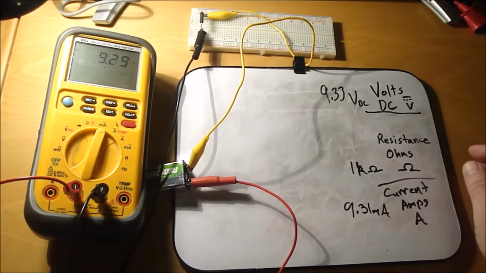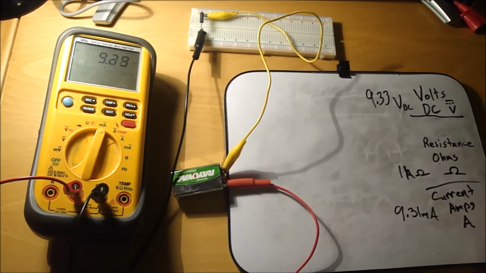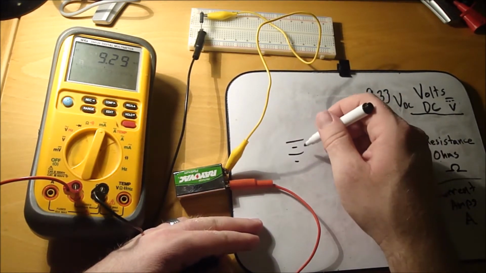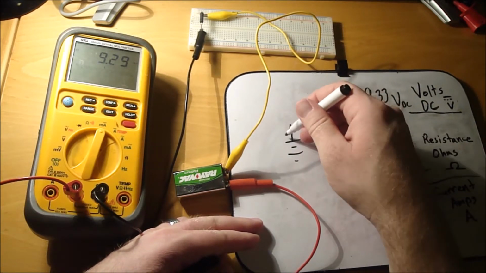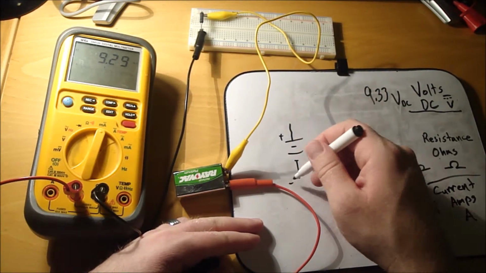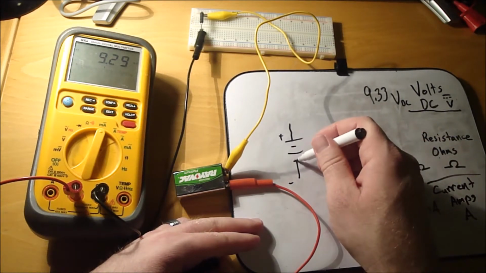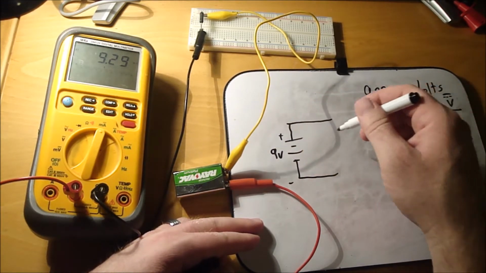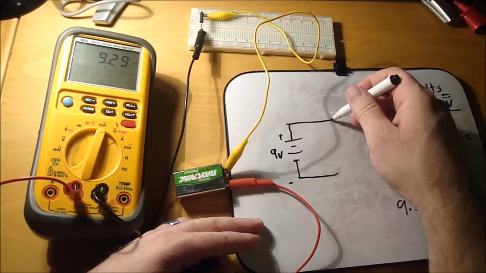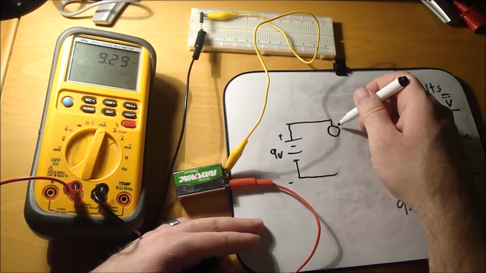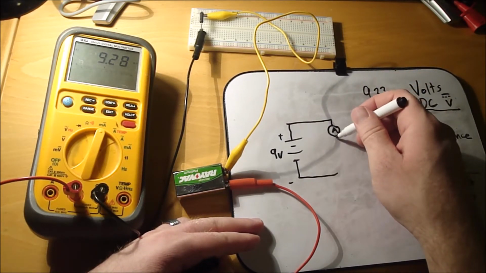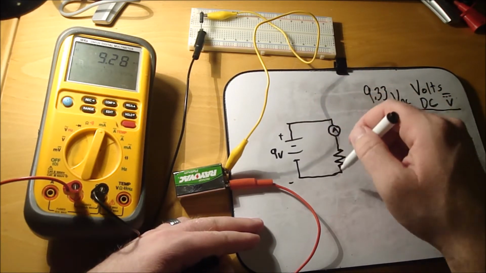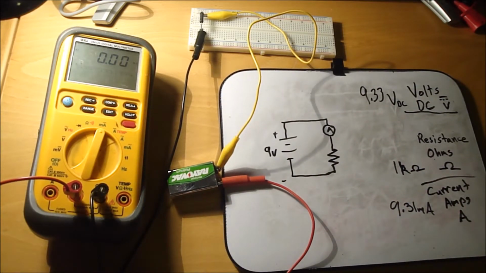And to just show you what it would look like on a schematic, I got this symbol here for the battery. You got your positive on this side, negative, and that's 9 volt, and then it's going through the amp meter and then going through the resistor and completing the circuit. So that's what we have going on here.